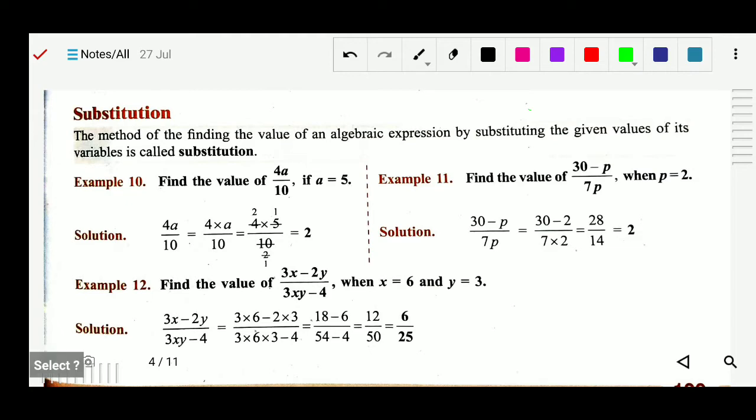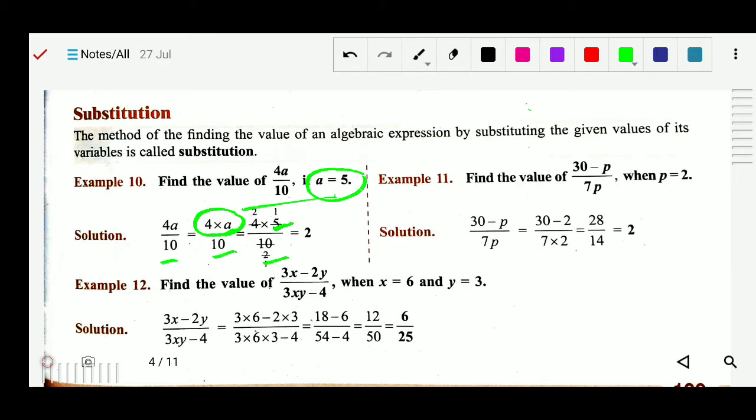Some examples you can see here. Find the value of 4a divided by 10 if a equals 5. So what is the value of a? A's value is 5. So here 4a means 4 multiplied by a. So in the place of a, we will write here 5. So 4 into 5, and divided by 10. So in the denominator is 10. So we will solve it. We can divide and we can get the answer.